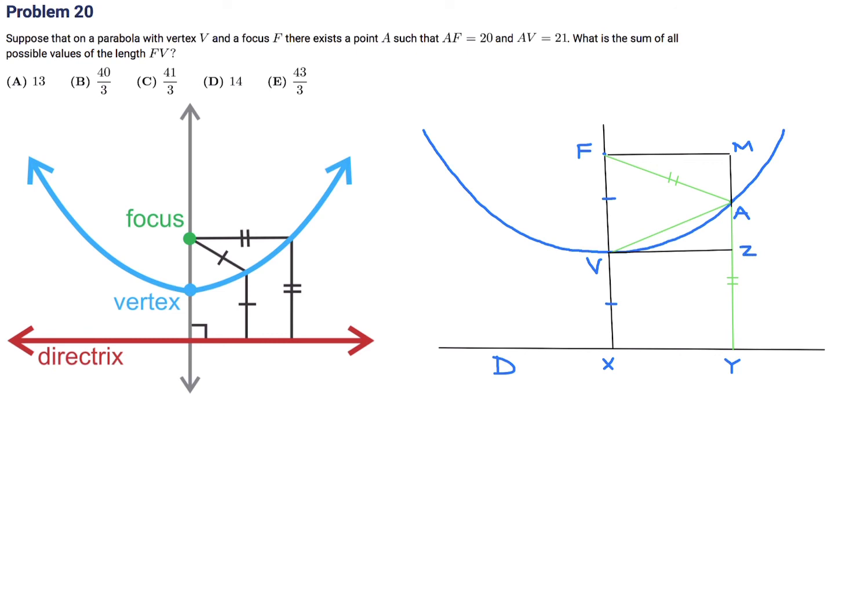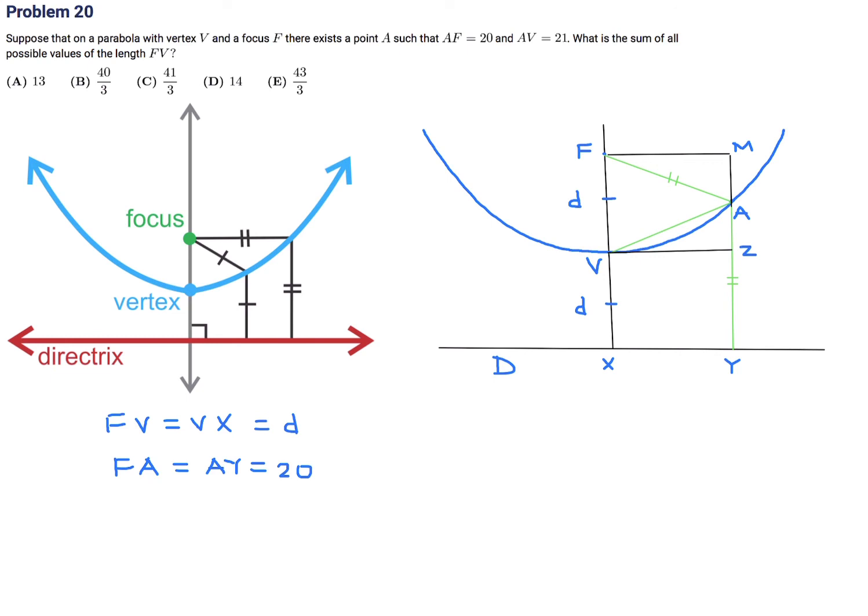Okay, so let's talk about this now. So by definition, as I had previously mentioned, FV is the same as Vx, right? So we'll just call that D for now, that distance. And then also by definition, FA is the same as AY. And that actually they've given us in the question, it's 20. Okay, so that's very, very helpful.